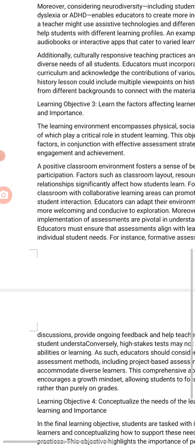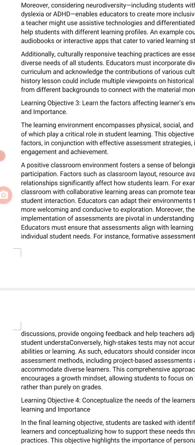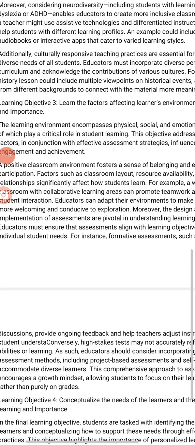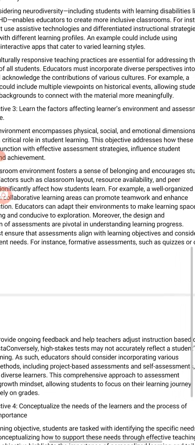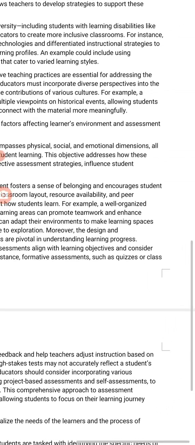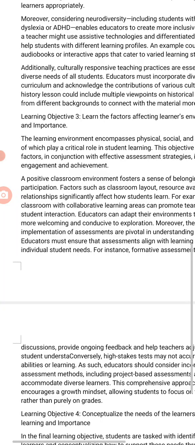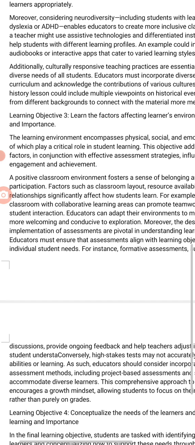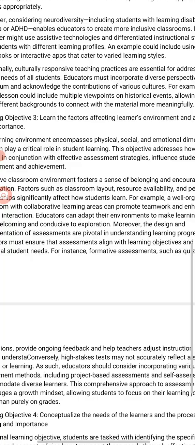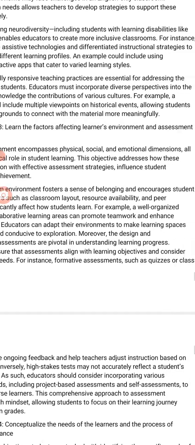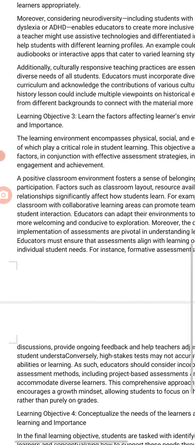And then we are going to be talking about learning objective 3, in which we are going to learn some factors that affect the learning environment and assessment and their importance. We're going to learn the factors that affect learners' environment and assessment and their importance.